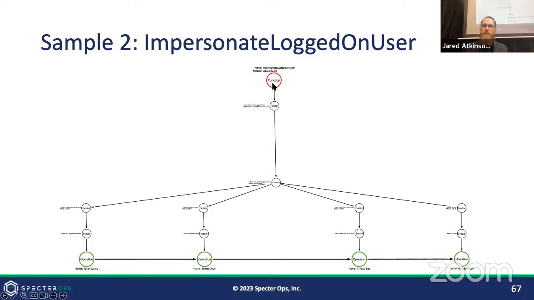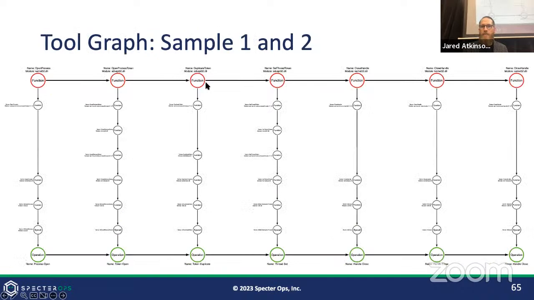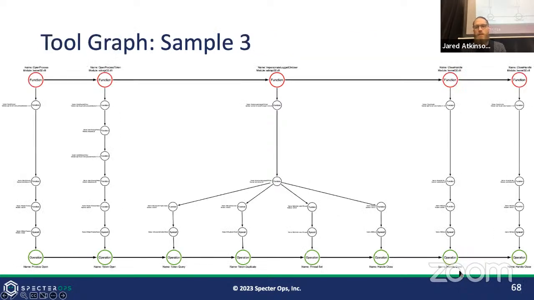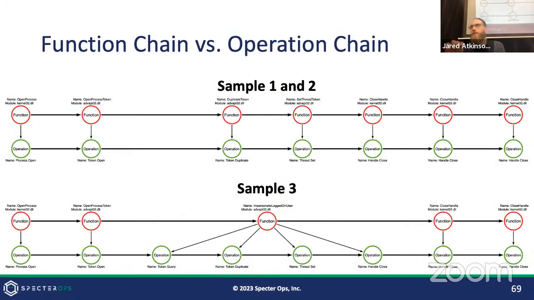What we end up with is a single function. Previously, every function that we called in the function chain corresponded one-to-one with an operation. But ImpersonateLoggedOnUser is a compound function, which is essentially a single function that performs multiple operations. You can almost think of this as a miniature application that you're embedding inside of your application as a developer. What we see here, and this is actually a typo, is token query, token duplicate, thread set, and handle close. And then we end up with a graph that looks like this. I'm going to skip that because it had the picture of what I'm doing.